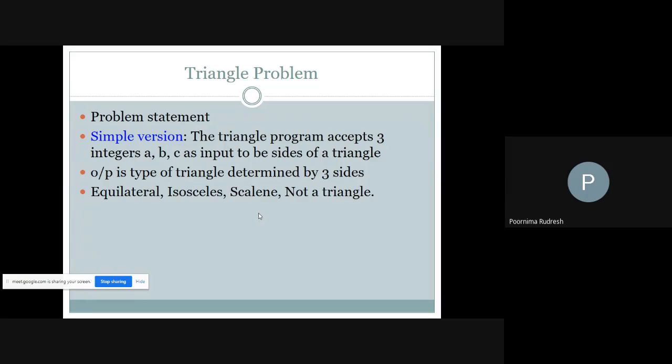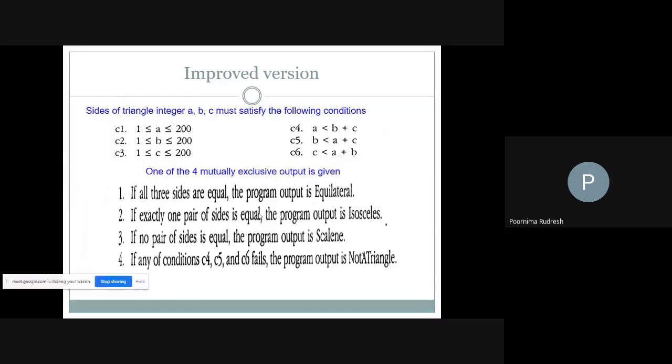And not a triangle means if all 3 are not satisfying, then we say that the triangle is not a triangle. That I explained, right? And here we are considering the simple version as well as the improved version. In the improved version, we are given the limits for the sides A, B, C, where the limits range from 1 to 200. If this condition is not satisfied, then directly the program will give the error message.